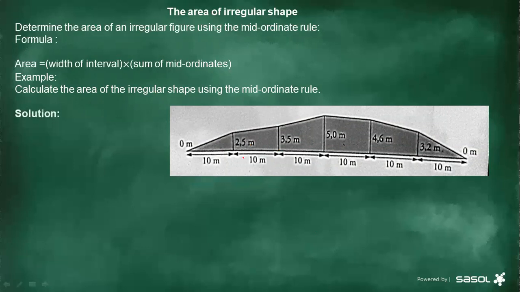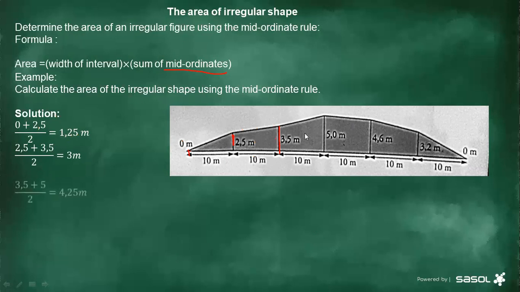First, you are going to calculate the mid-ordinates. There's ordinate 1, ordinate 2, 3, 4, 5, 6, 7. We have 7 ordinates. So first, we say the first ordinate plus the second ordinate divided by 2 equals 1,25 meter. And then the second plus the third divided by 2 gives us 3 meter.